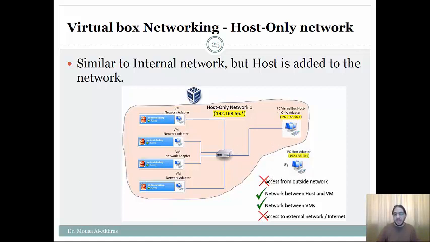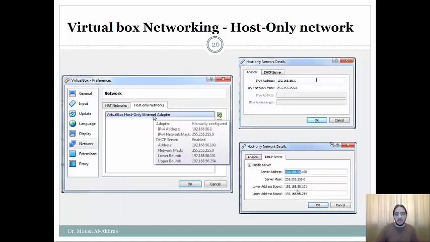Now, what are the features of this network? No access from outside network. We can have access between host and VMs, and we can have networking between different VMs, but those VMs cannot access the outside world. The steps to perform that: here we choose from the preferences the VirtualBox Host-Only Ethernet Adapter, and it will be assigned an IP address by Oracle VirtualBox, in this case 192.168.56.1.